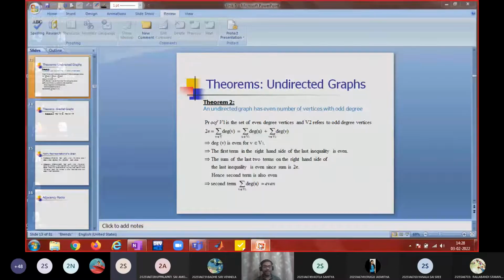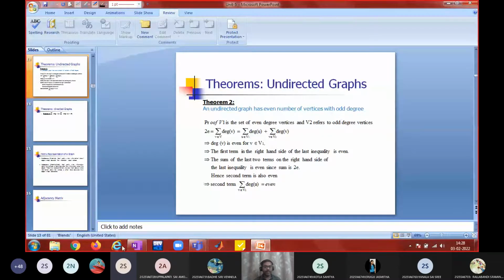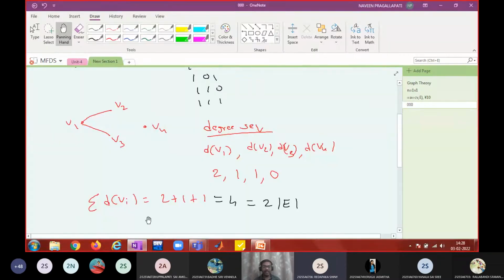Again, you can see here how many are there of odd degree. One is odd degree, one is odd degree. What is this? 2. 2 is even. Similarly, you can write like this also.